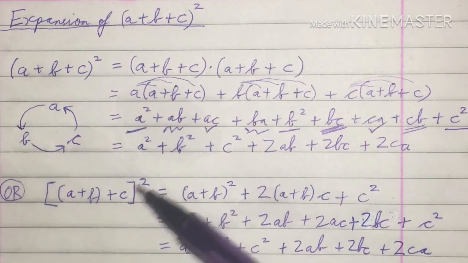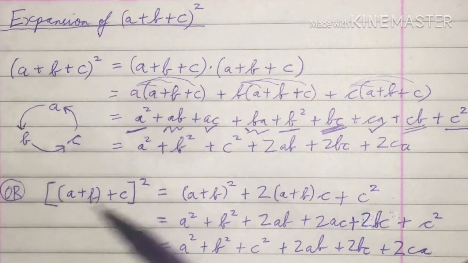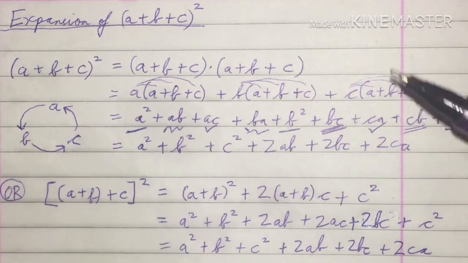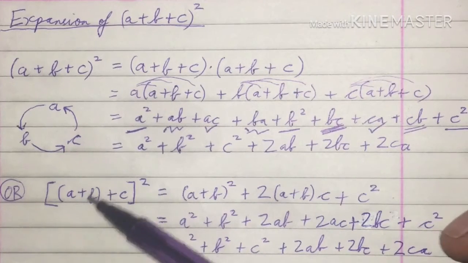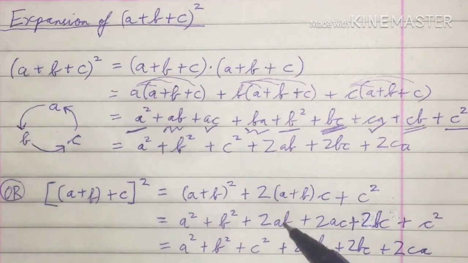Now a plus b plus c the whole square is similar to how we did a plus b the whole square. So we can group any two terms together and combine it as one term. And we can use the x plus y the whole square expression. So x plus y the whole square is x square plus 2xy plus y square.